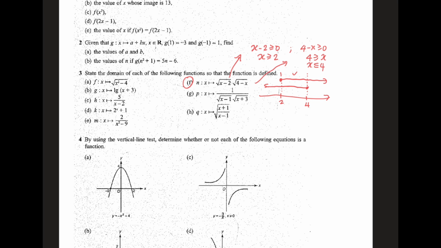So because of that, the answer for the domain is x such that x is from 2 to 4.